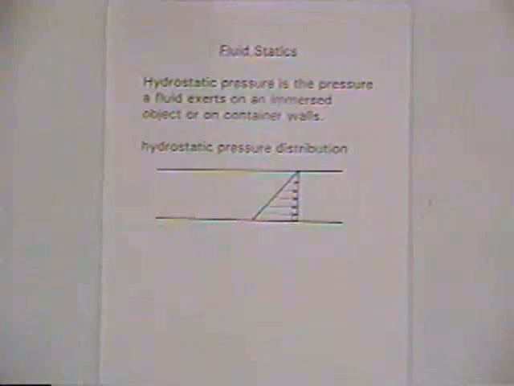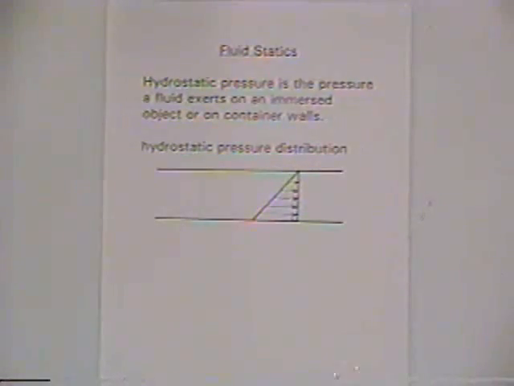So these are some of the basic properties of fluids, and we'll be using those as we continue on and cover the two broad topics of fluid statics and fluid dynamics, beginning first with fluid statics. We can start there with talking about a hydrostatic pressure distribution. The hydrostatic pressure is the pressure that a fluid exerts on a container. If you've got a container of a liquid, it exerts pressure on the walls of the container.